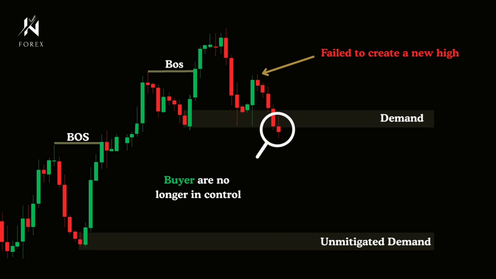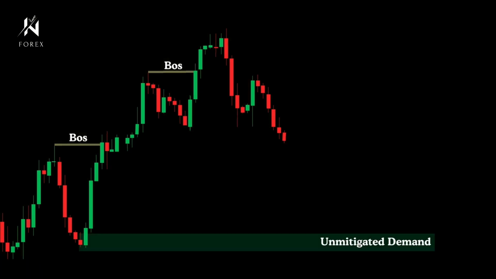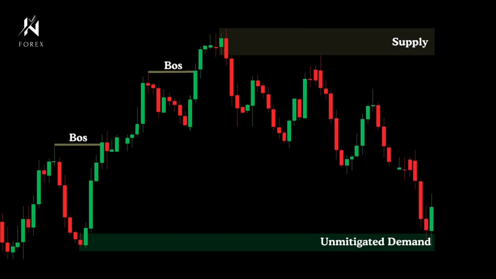If we mark this point as the origin of the impulsive move that disrupted the bullish market structure, it becomes a valid supply zone and the beginning of a new bearish leg. This marks the origin of our newly established supply zone. As the market continues to break structure to the downside, it confirms that supply is currently in control.